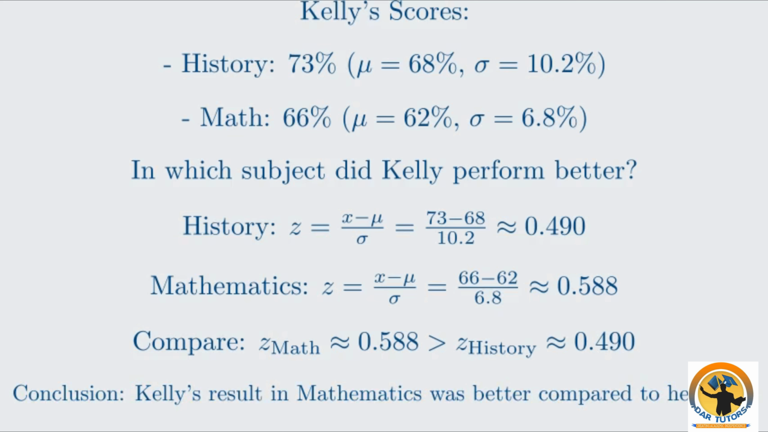This tells us that even though Kelly's raw percentage was lower, her performance in mathematics was better compared with the rest of her class. She was almost 0.6 standard deviations above the mean in maths, but less than 0.5 standard deviations above the mean in history.